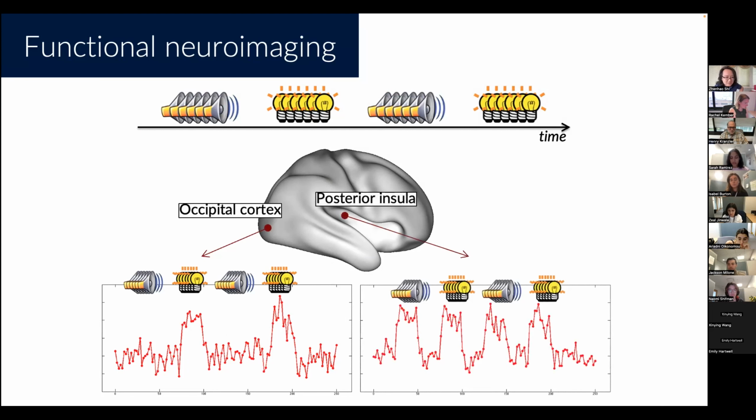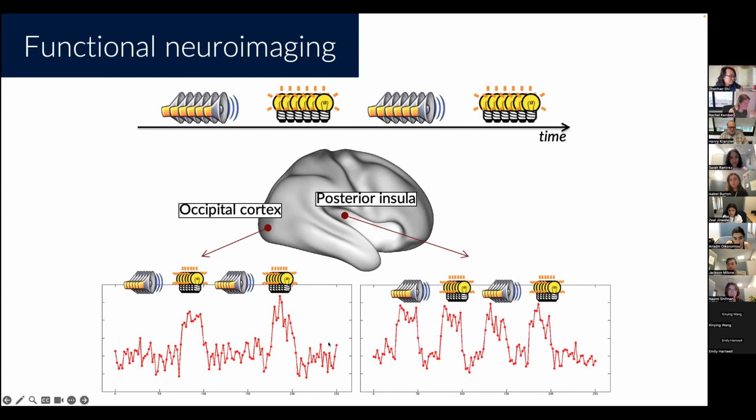Of course, you can take out the voxel from another cortex in the brain. Let's say you take out one voxel from the posterior insula, which is a multisensory brain region. It responds to all kinds of sensory input, both light and sound. Then you will see a time course looking like this.